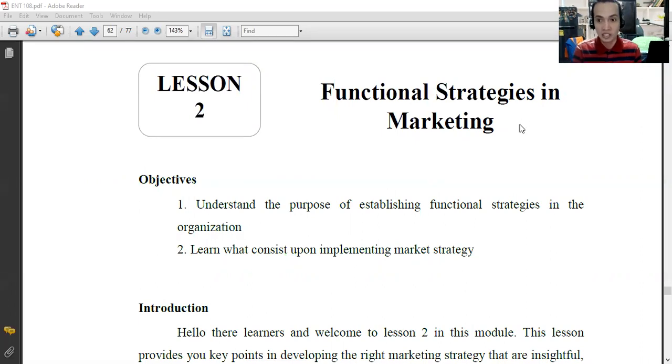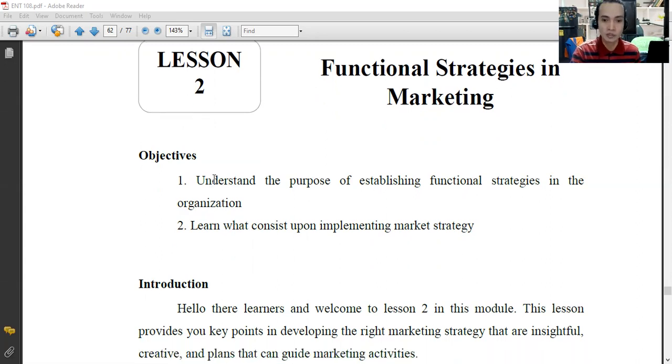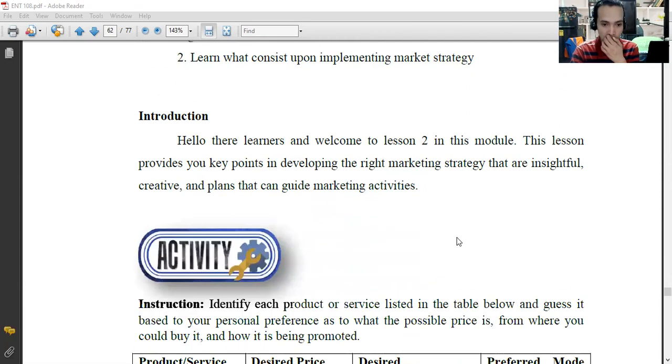In this particular lesson, we're going to further discuss and concentrate on functional strategies in marketing. Before that, we're going to discuss first what the objectives in this lesson are. We have two major objectives. Number one, you should understand the purpose of establishing functional strategies in the organization. And number two, we learn what consists in implementing marketing strategy.